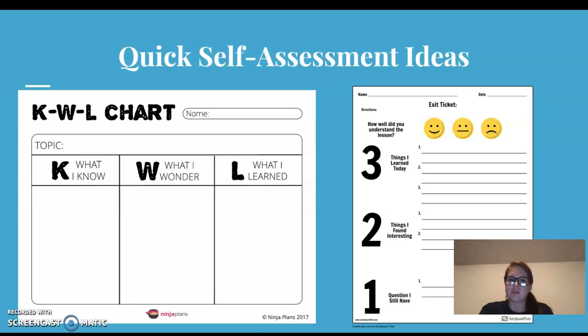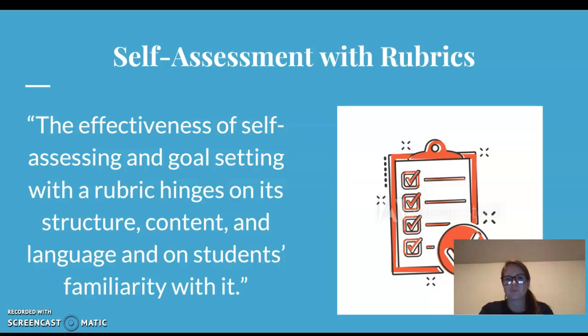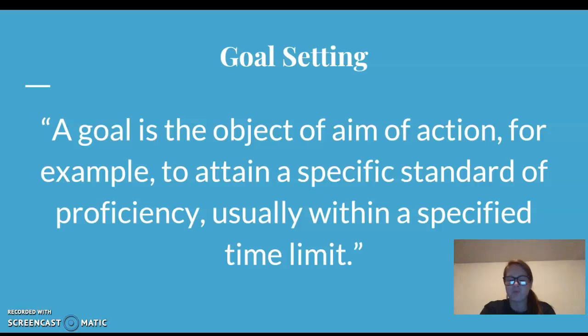A couple ideas that a lot of people have already used are KWL charts and exit tickets, and it gives them a visual representation of where they are at, what they have actually learned, what they need to learn, or what questions they have. Self-assessment with rubrics is really good too, making sure that rubrics are in language that they understand and how they use the rubric. My students now are so used to using them, they always ask, all right, where's the rubric? What do I need to do? What are you grading me on?